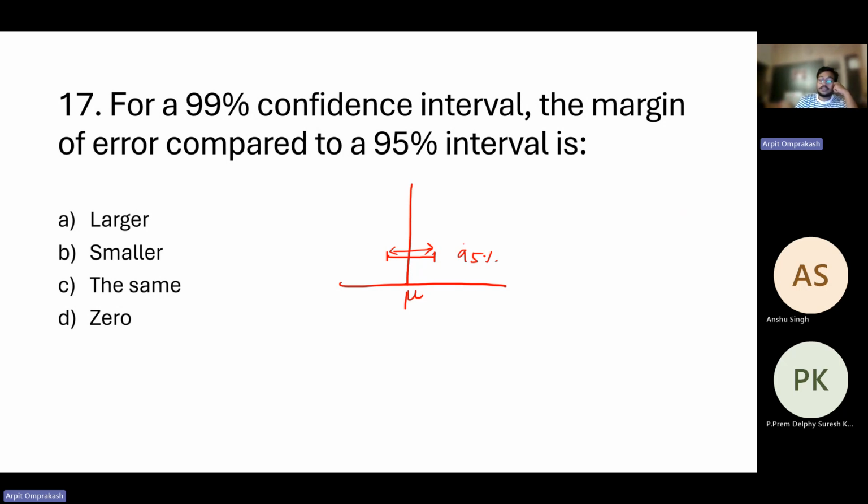Now, if we have a 99% confidence interval, we'll have a larger width in general. Why is that? Because if you look at the formula for the width of the interval, the width is equal to 2 into Z into sigma by root n. So this Z here changes based on 99% or 95%.